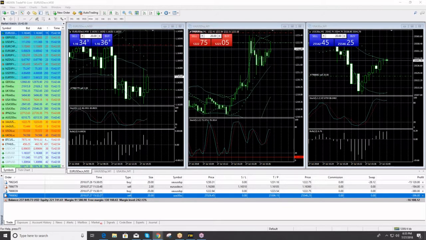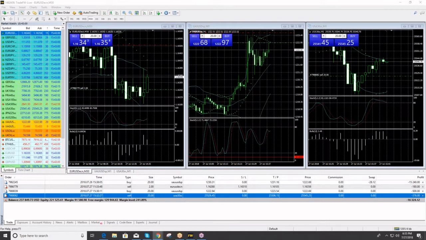Now, we are short on Euro USD. Euro USD still didn't really react. We are long on gold. We are short on USA 30. And we are waiting here for the market movements.